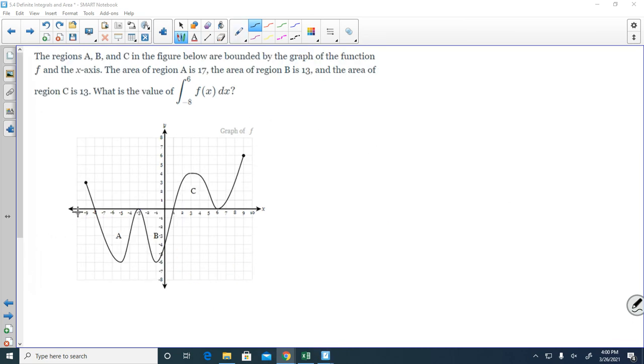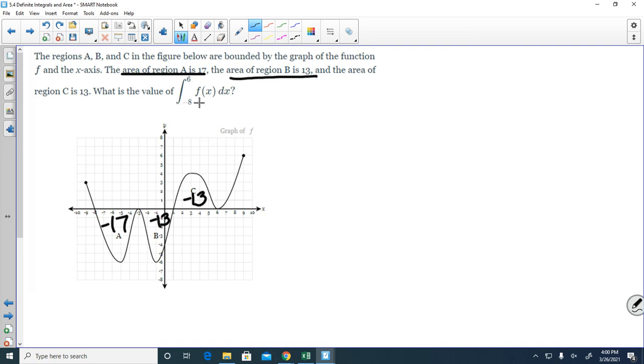Sometimes you'll have problems like this with the curvy regions where you can't use your geometry formulas to find the area, but they'll tell you some information. The area of region A is 17. Now, since A is below the x-axis, I'm going to go ahead and label it -17. The area of region B is 13, below the x-axis, -13. The area of region C is also 13, so -13.